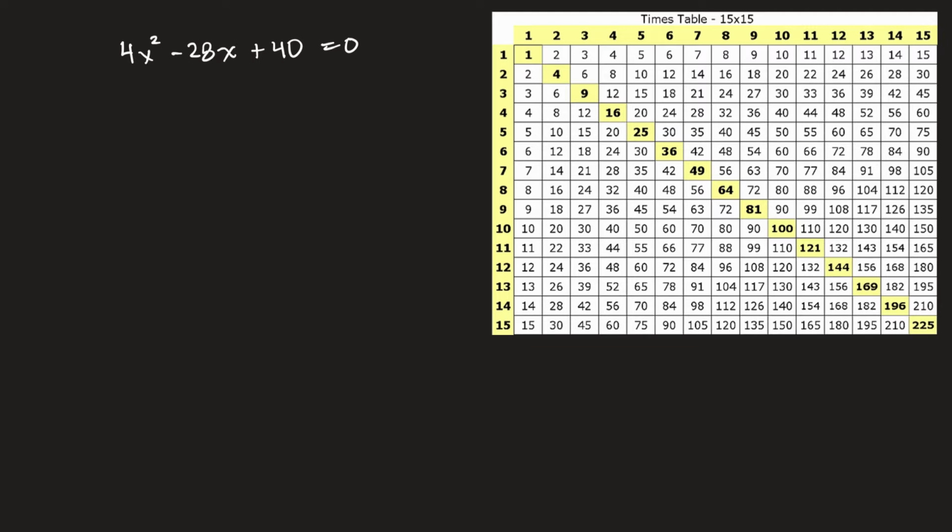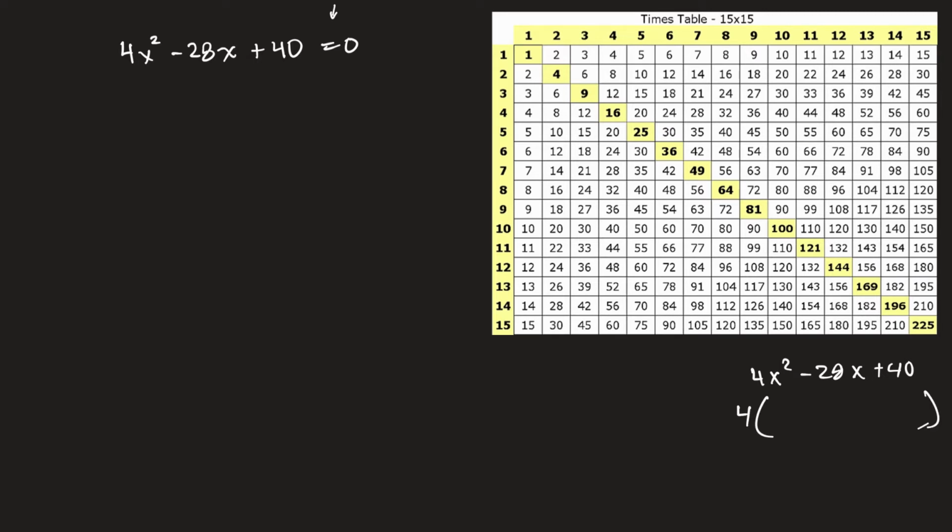So you can do one of two things. You can divide every term by 4, and that actually gets rid of the 4, or you can factor the 4 out. You can only divide them all by 4 and get rid of the 4 if it's an equation like this. If it were an expression like this, 4x squared minus 28x plus 40, and they just said factor that, you couldn't get rid of the 4. You'd have to factor the 4 out like that.